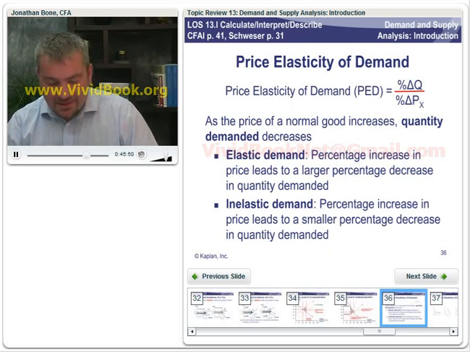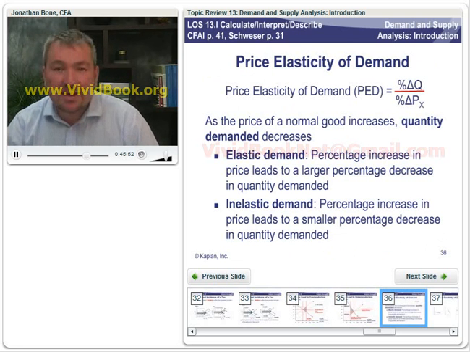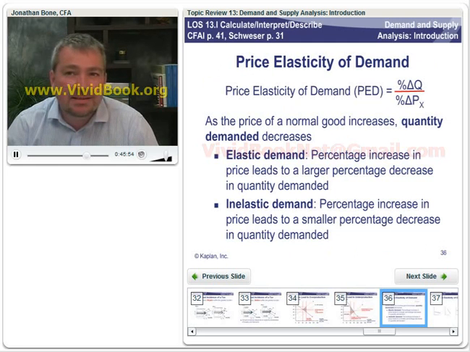Now our last real LOS here is to calculate and interpret elasticities. And our first one is price elasticity of demand, PD. Notice it's the percentage change in quantity over the percentage change in price. In other words, we're looking at how sensitive quantity demanded is to changes in price.